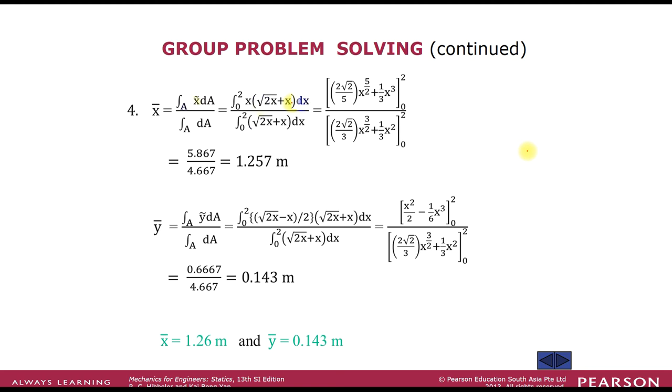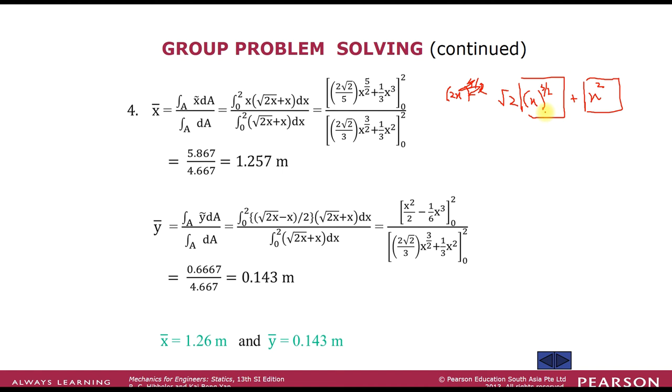So okay, that's how you get 2 times square root 2 over 5, okay, and also times 5 over 2, x to the power of 5 over 2. Okay, so you have to understand how to integrate. Okay, this is something you already learned actually during your high school, and also during your matriculation, you should have learned about integration, okay, and also multiplication.